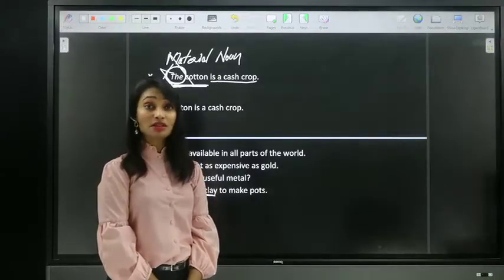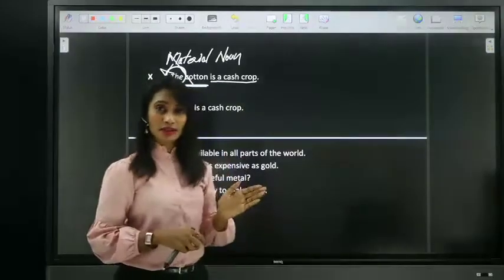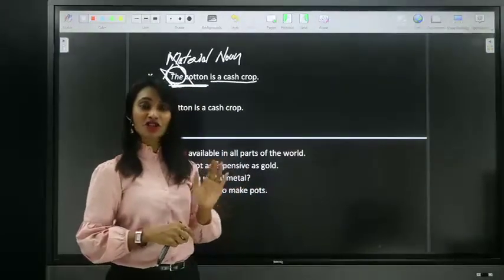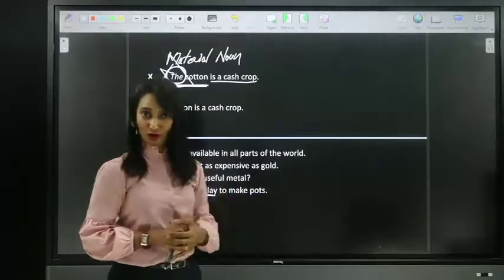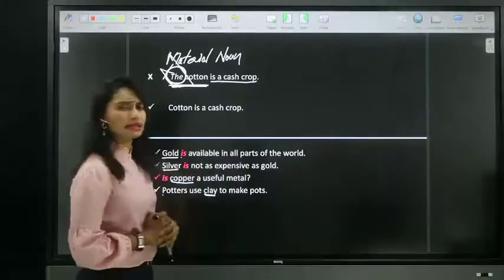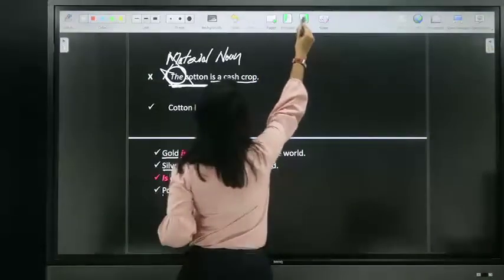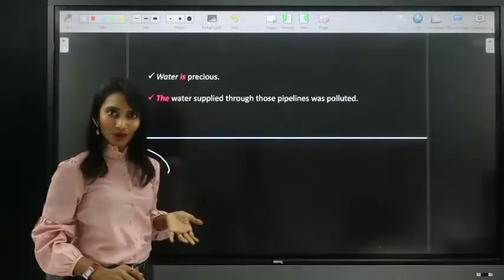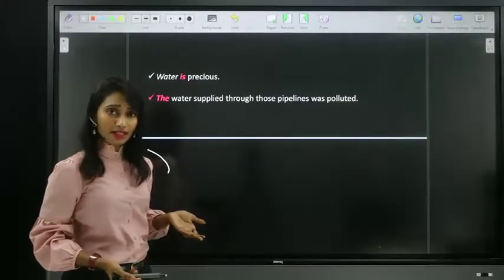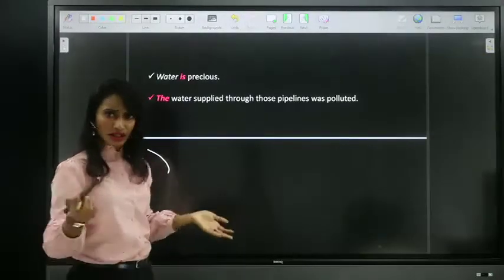And exceptions are the cases on which you have to concentrate more, because they are apart from the general statement. It is an anomaly of the rule. So let us see what that exception is. For example, look at this sentence. Water is precious. Yes or no? Obviously. Can you say "the water is precious"? Only this particular water is precious, not that water.